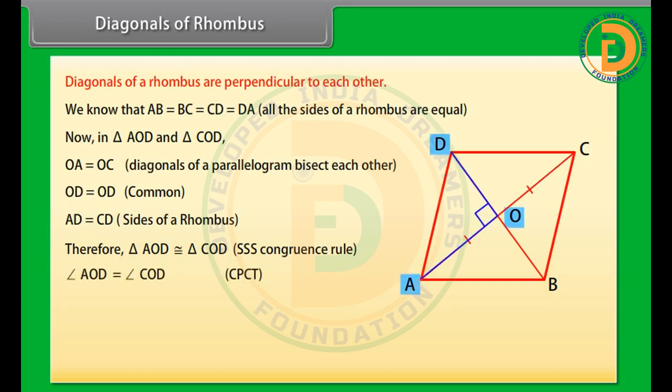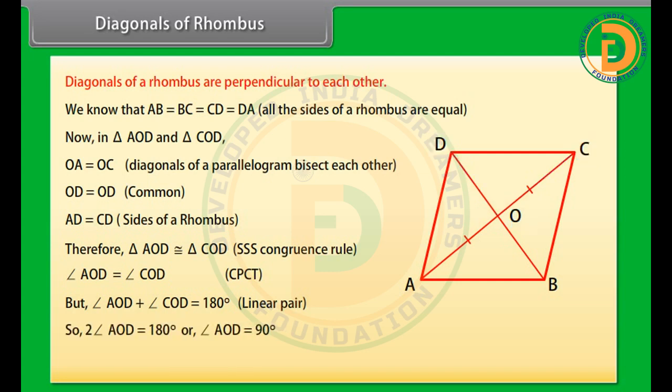This gives angle AOD is equal to angle COD, by CPCT. But angle AOD plus angle COD is 180 degrees because these are linear pair angles. So, 2 angle AOD is equal to 180 degrees, or angle AOD is equal to 90 degrees. So, the diagonals of a rhombus are perpendicular to each other.